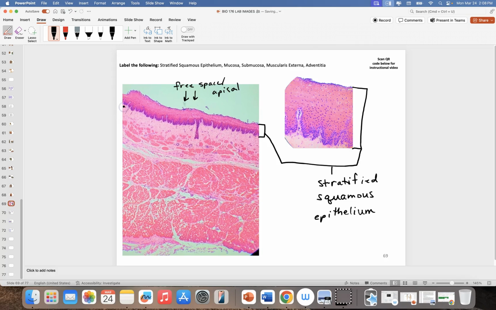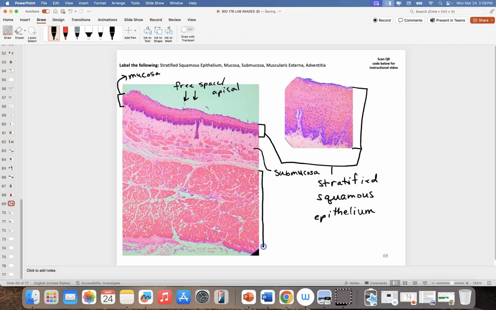This layer is also going to be our mucosa layer, because again, the mucosa is our epithelium plus underlying connective tissue that we call lamina propria. The next layer that we are going to see is going to be more connective tissue that is known as the submucosa. So we have this deeper connective tissue, and that will be our submucosa.